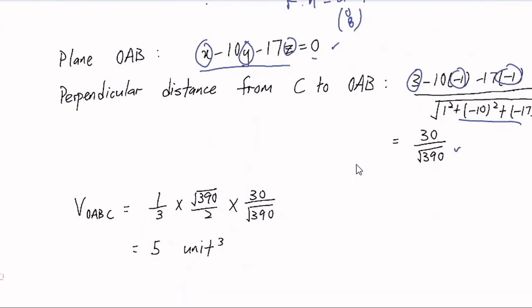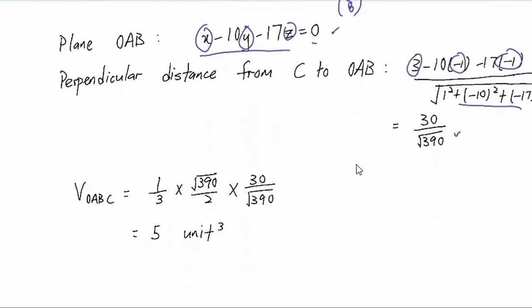Okay, so with that, we will have the volume. The volume here is 1 over 3 times the area of the triangle as a base, and then multiplied by this perpendicular height here. Finally, all the values cancel off, and we have a very nice volume here. So the volume here is 5. Okay, so that's how we look at the volume for this question.